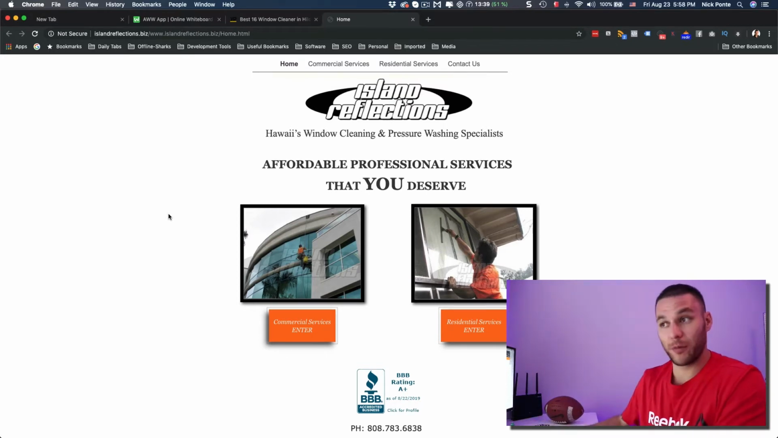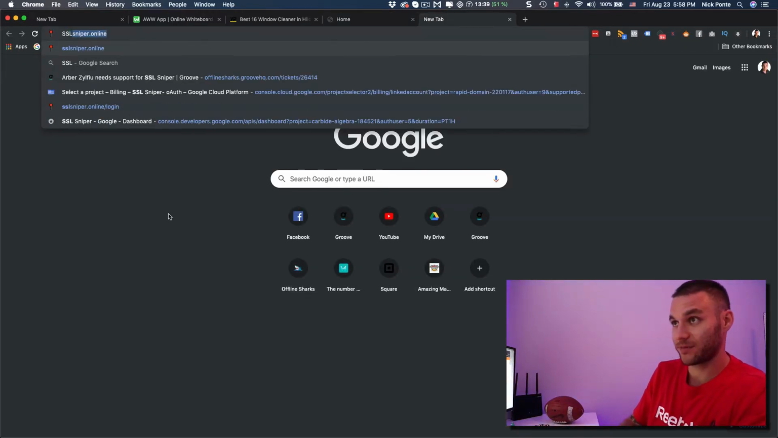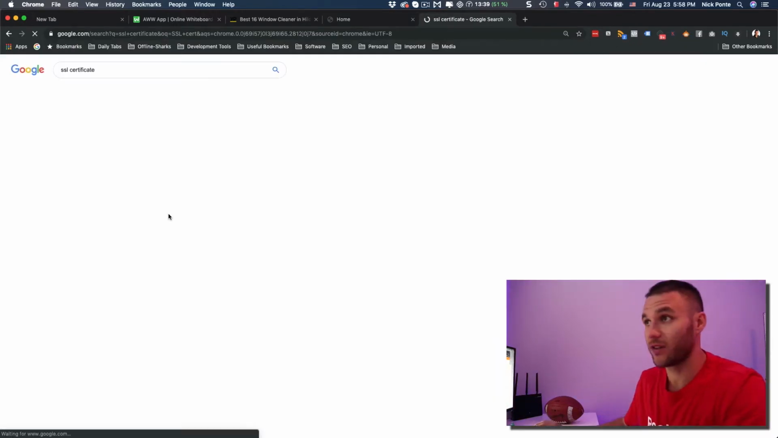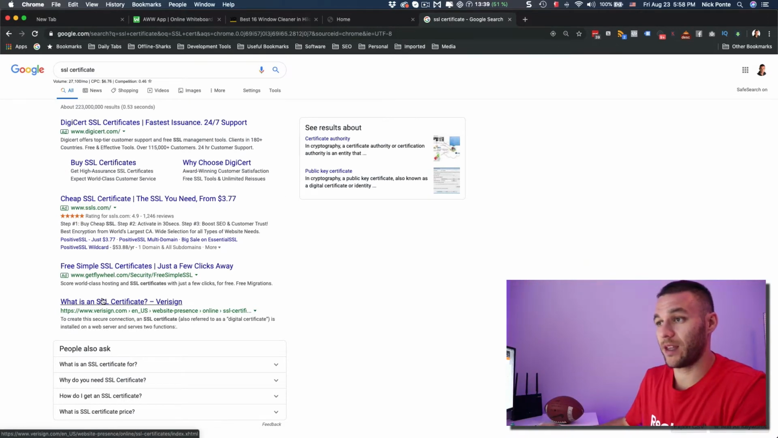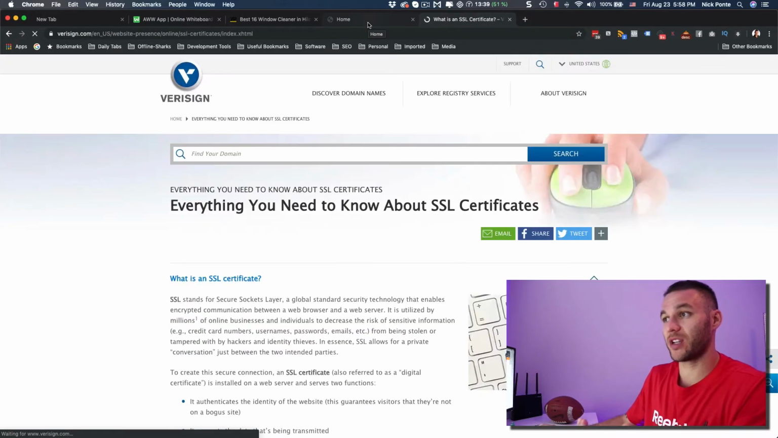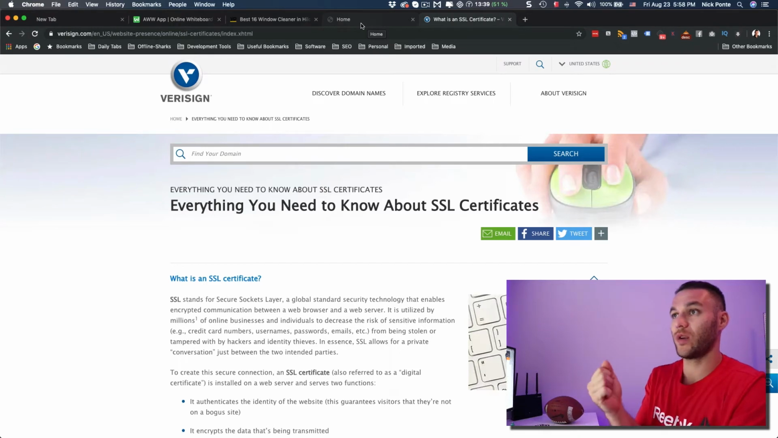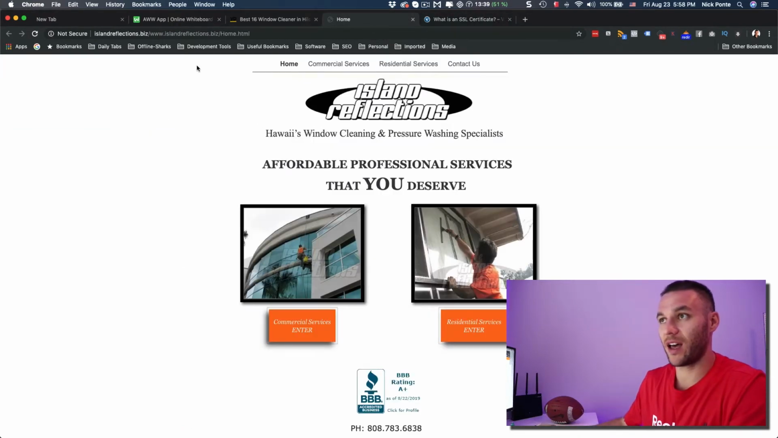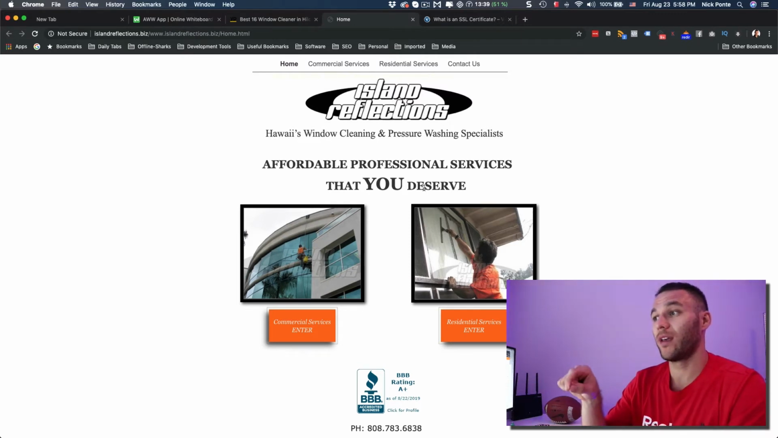So if you're not familiar with what an SSL certificate is, just do a quick Google search and it'll tell you. It's basically a way to secure a website so that information is transferred securely over the internet. So if someone were to enter a credit card in an unsecure website like this one, they could potentially have their data stolen by somebody. So it's important when people are coming to websites and they want to buy a product or service that they're interacting with a secure website.